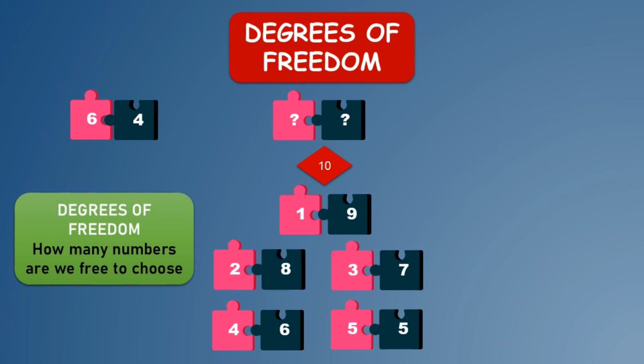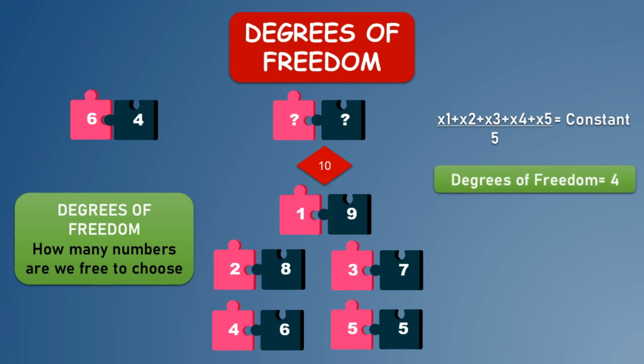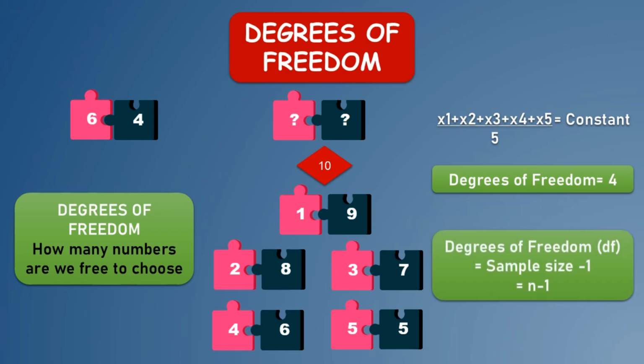How many numbers are we free to choose? Here, if I have a definite or constant mean and the sample number is 5, then I can choose values of 4 samples freely, whereas the fifth value is dependent on the rest of the values, giving the degrees of freedom as 4. So, in short, the degrees of freedom is sample size minus 1. Instead of using sample size in the formula that I have described before, we can use degrees of freedom.